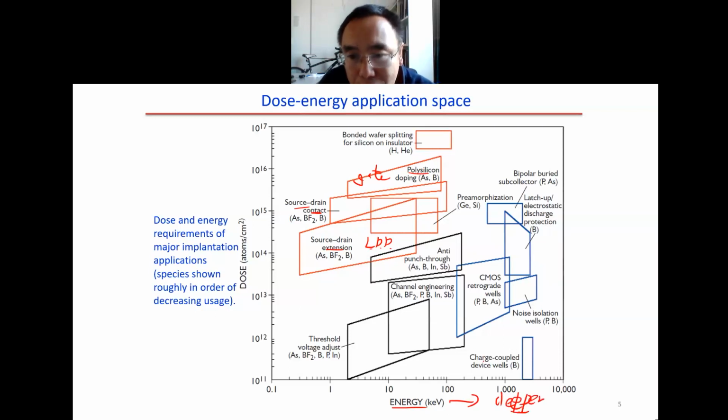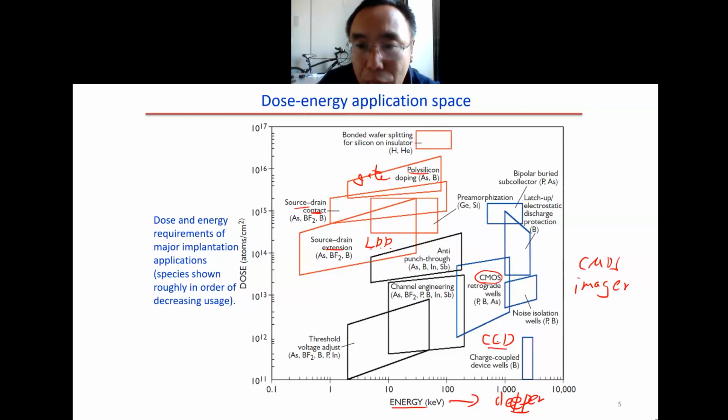For example, this is the CCD camera. CCD was used for cell phone cameras, but nowadays mostly people use a CMOS imager for the cell phone. In the old times, people used CCD more than CMOS. The CCD has better performance than CMOS imager, but CCD is more expensive.